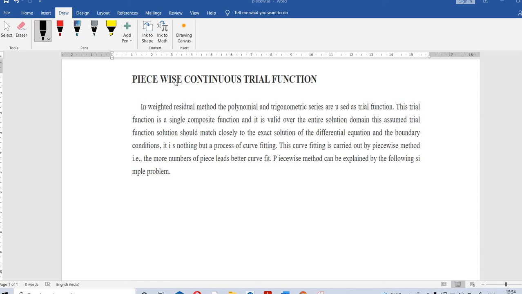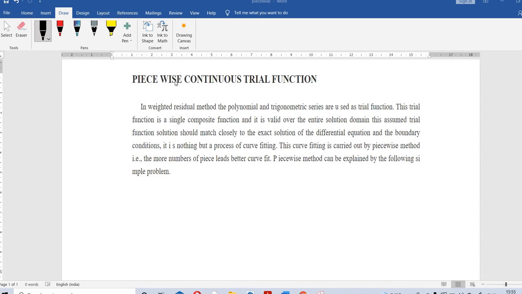So this process of fitting the assumed trial function to the exact solution of the differential equation within the boundary condition is the process of curve fitting. If this curve fitting process is done for a number of pieces or segments in a section or in a structure, it is called the piecewise method.